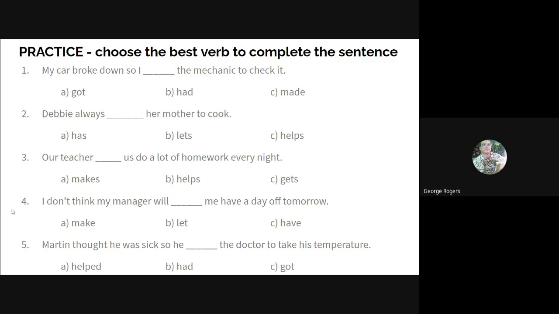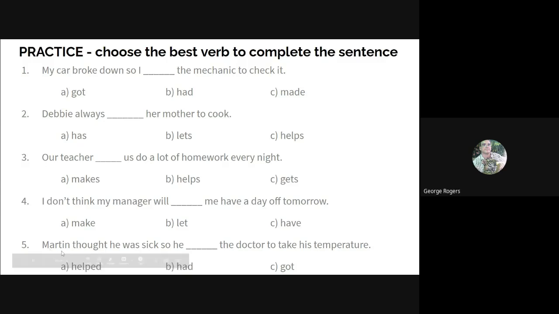Let's look at number 4. I don't think my manager will blank me have a day off tomorrow. Okay? So again, the base verb is have. That's why we have it there. So they're almost like giving somebody something. That should kind of help you with it.